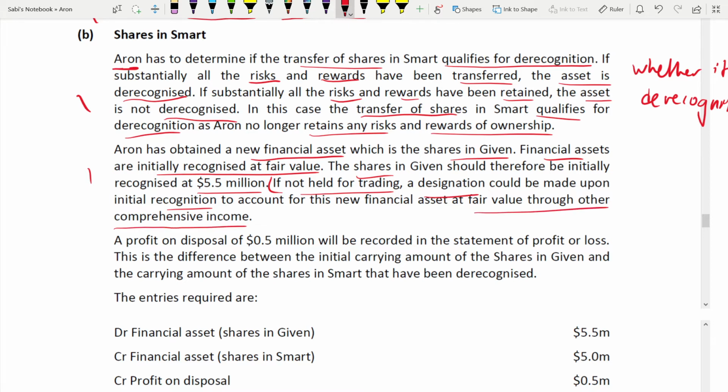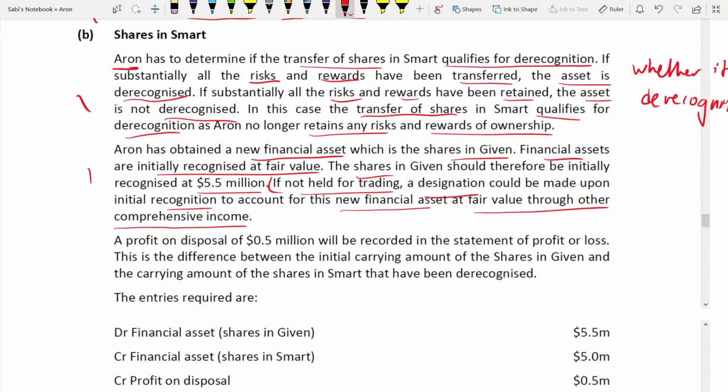Sorry, in that case you will recognize a financial asset at fair value through other comprehensive income. That means any changes in fair value will go to other comprehensive income. That is the meaning of financial asset at fair value through other comprehensive income. That is for the new financial asset, the shares that you receive. It's a financial asset. Why? Because through that share you are going to receive dividend, or you have a right to receive cash. That's why it's a financial asset.